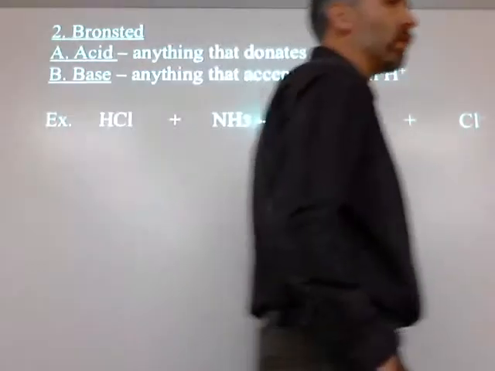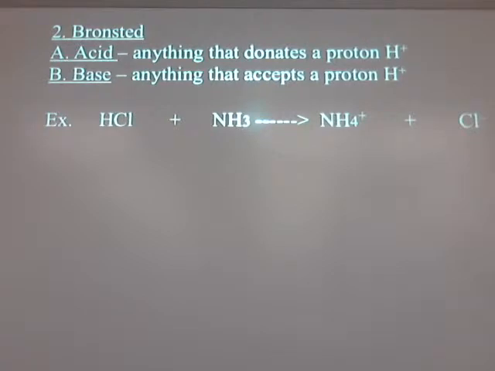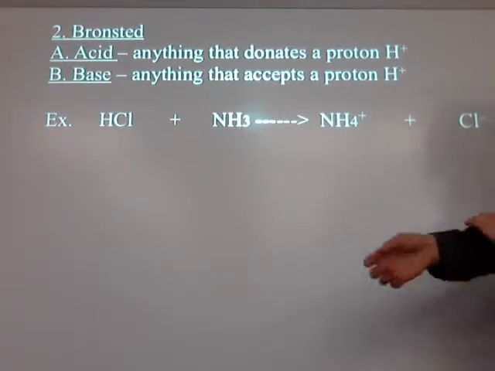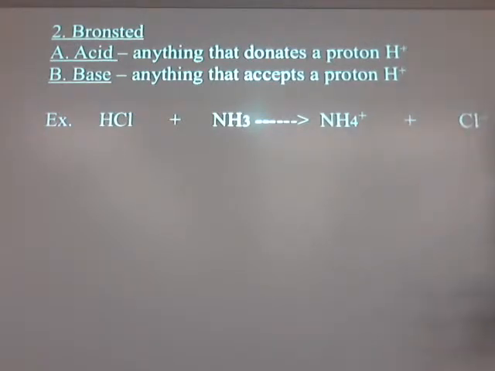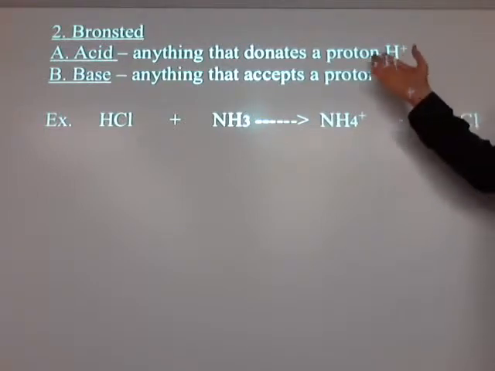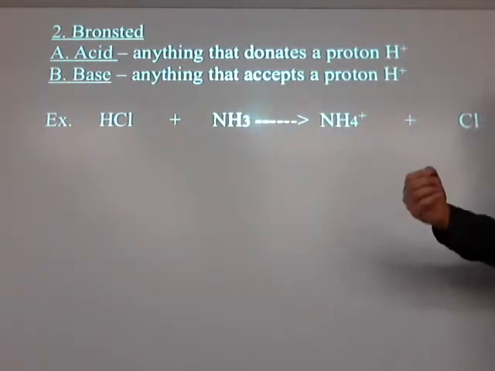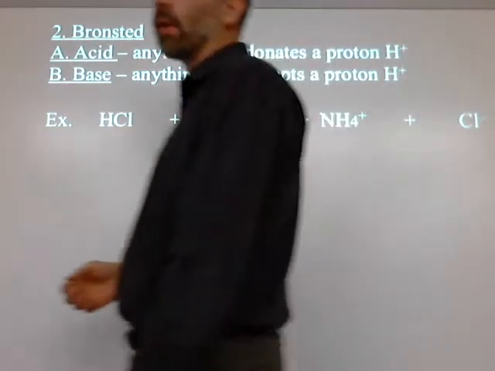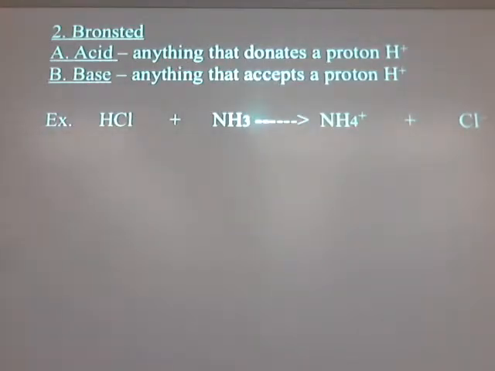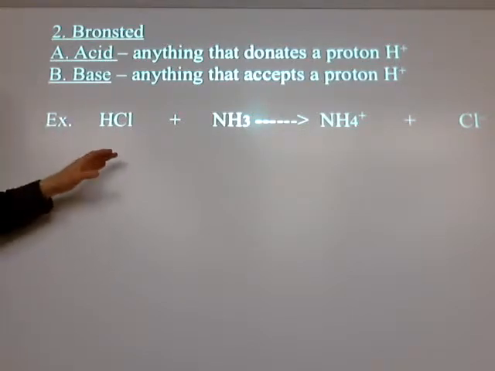By the way, I'm going to forget to say it again: there is a third definition, the Lewis definition, which I'm going to leave out. It has to do with electrons. Sometimes you don't even have an H. You just have electrons being transferred, and that would make something an acid or a base. But we're only going to do Bronsted and Arrhenius. Okay, do you see why?